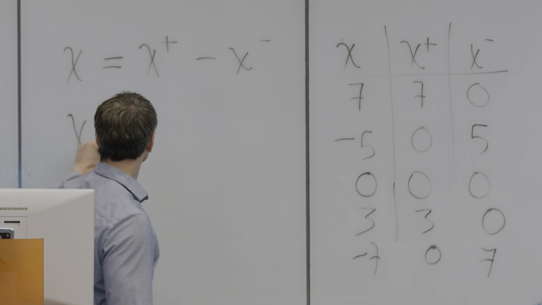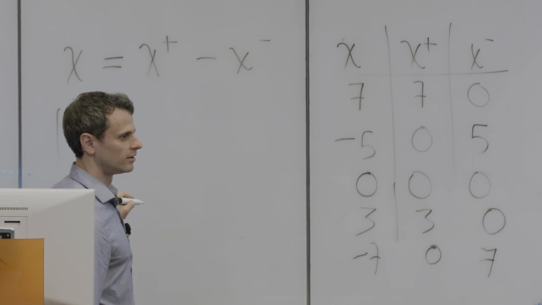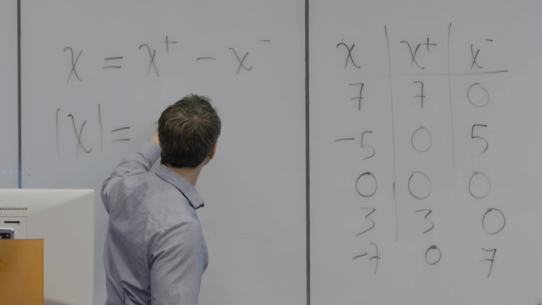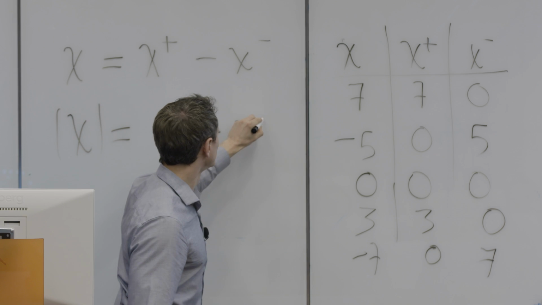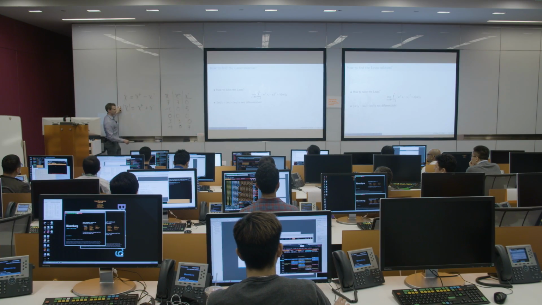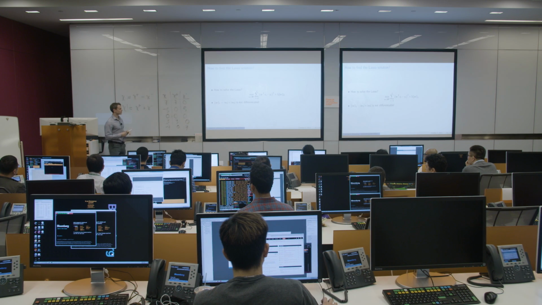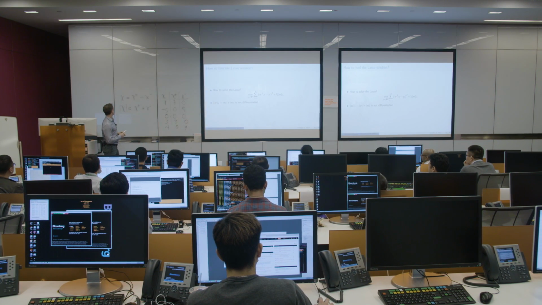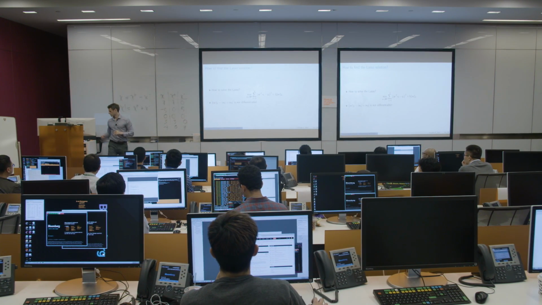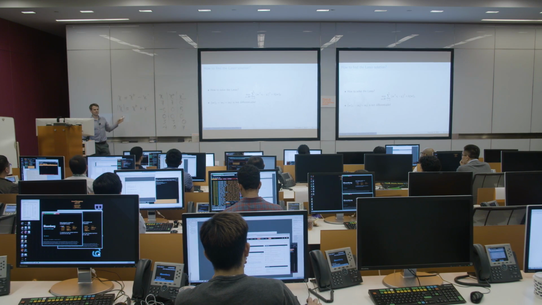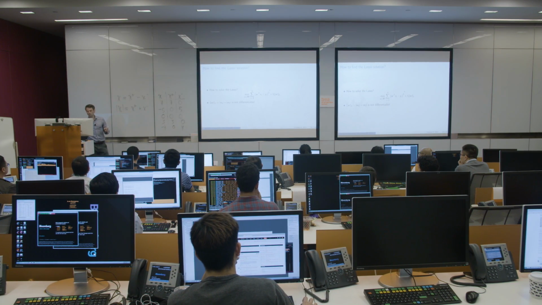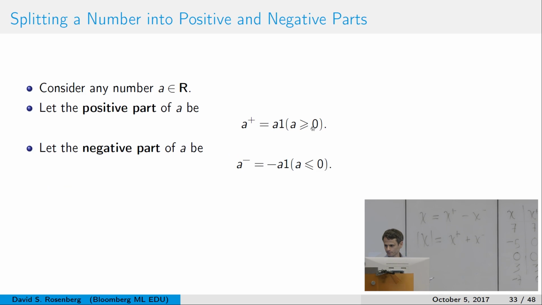Absolute value of x? Good. x plus x minus. All right, so the absolute value is x plus plus x minus, and x is x plus minus x minus. Great. So let's make these substitutions in our Lasso objective and see what happens.